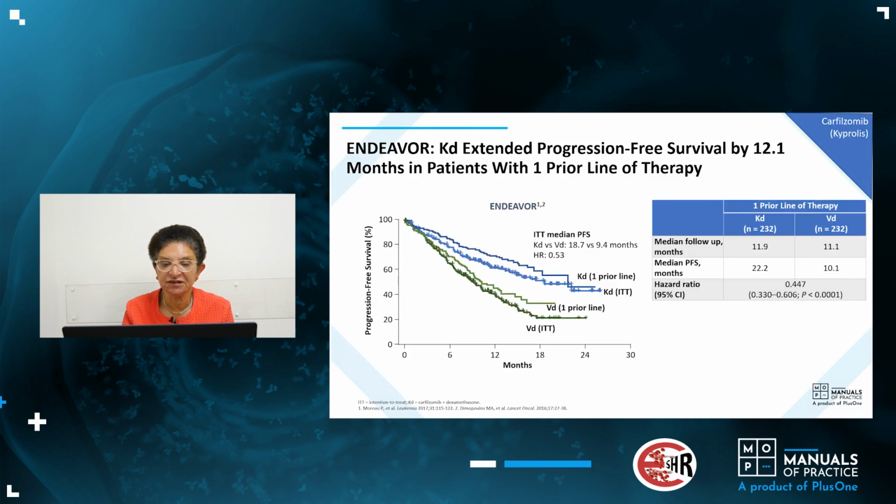How about patients that had only one prior line of therapy? Yes, the KD extended progression-free survival by 12.1 months. That means that if you need to use carfilzomib, you use it at early relapse rather than late relapse to give you even better results.